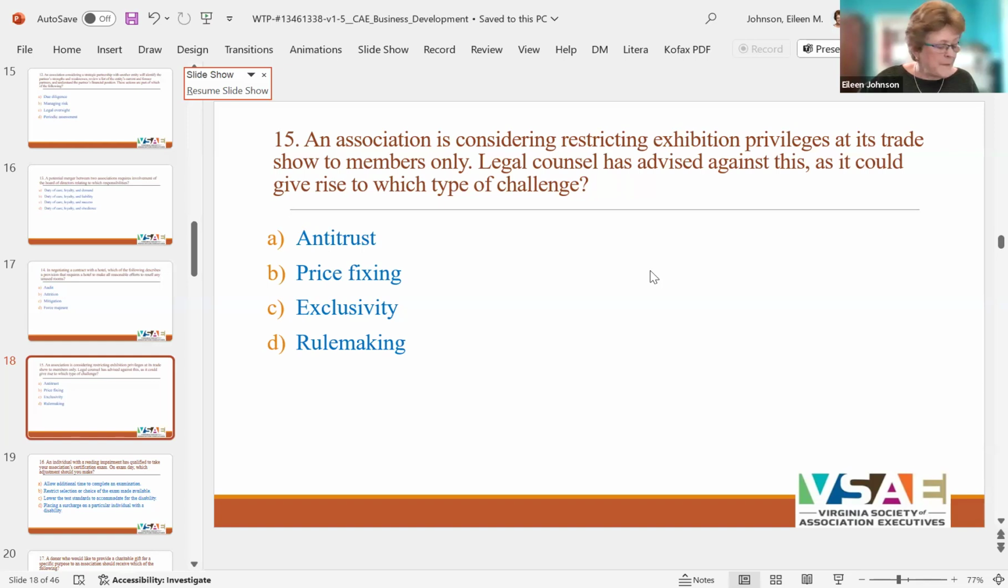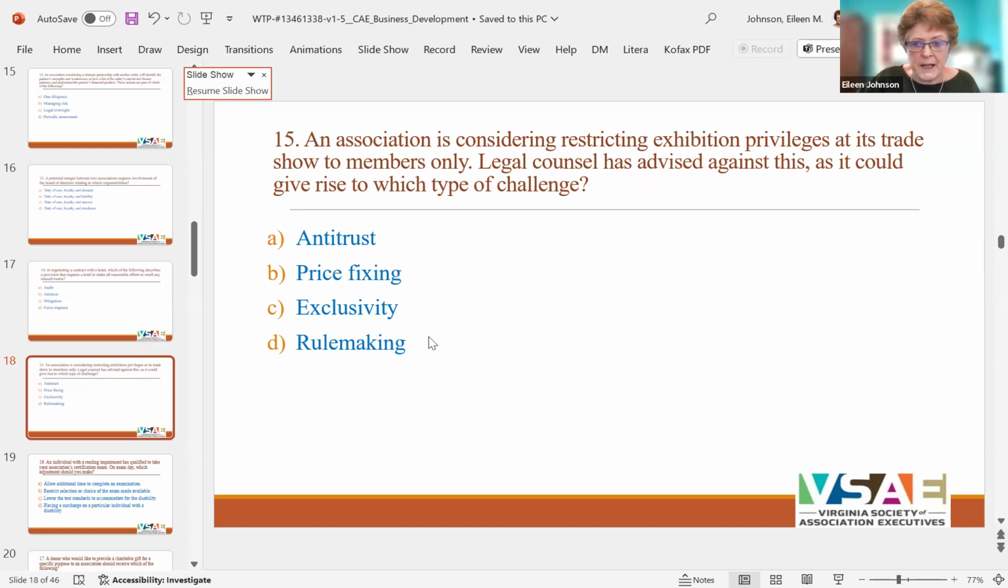Okay, so I'm almost thinking I've got the wrong answer guide here because it says it's D, rulemaking. And I would say it's an antitrust issue. I guess you could prohibit them. You can charge more. Not sure how rulemaking fits in here. And it says this one is in chapter 21.